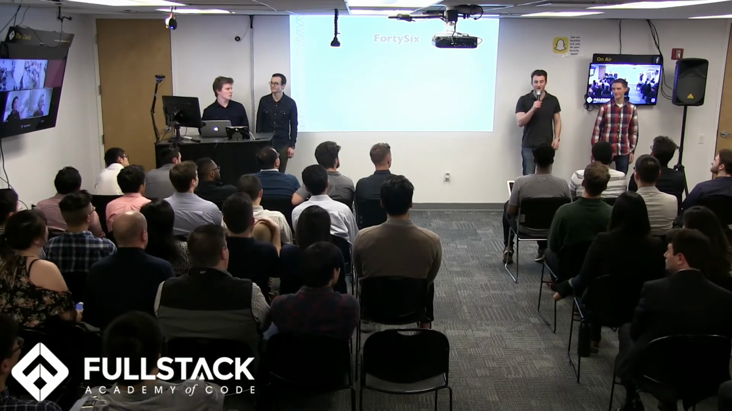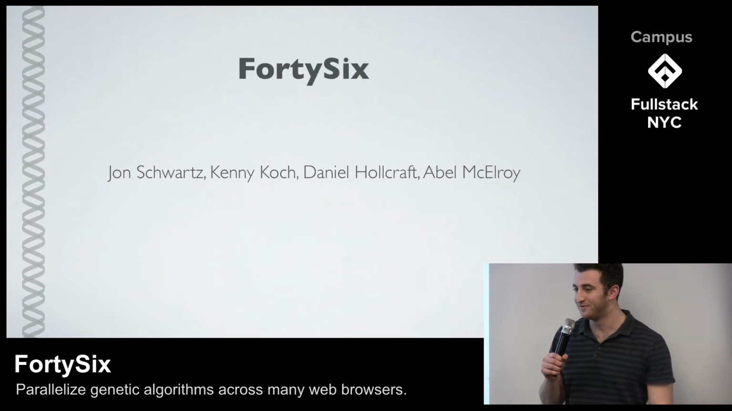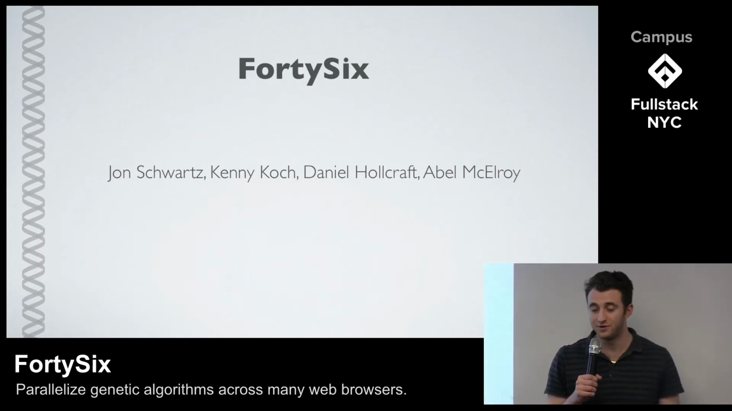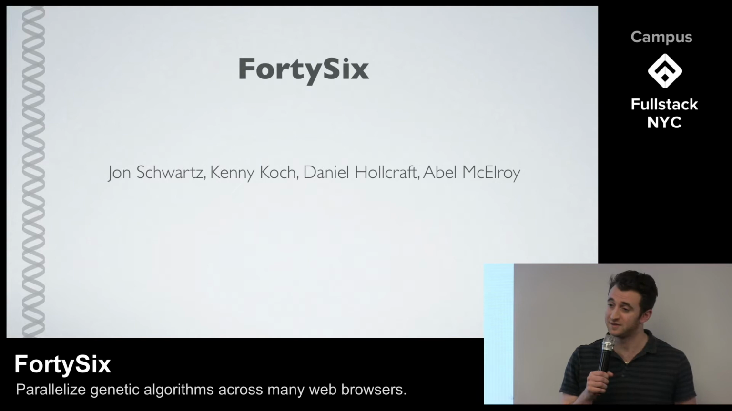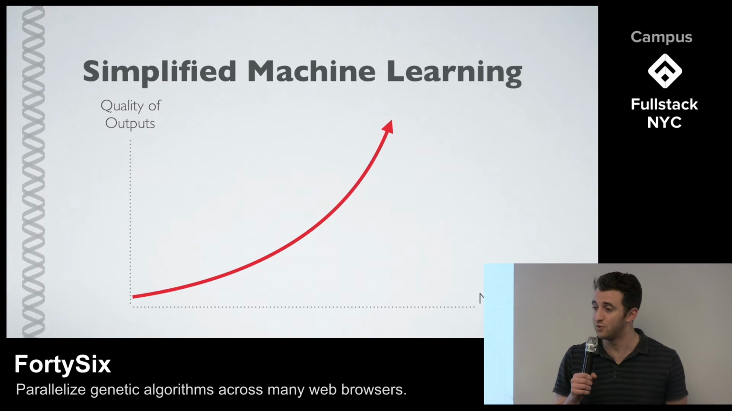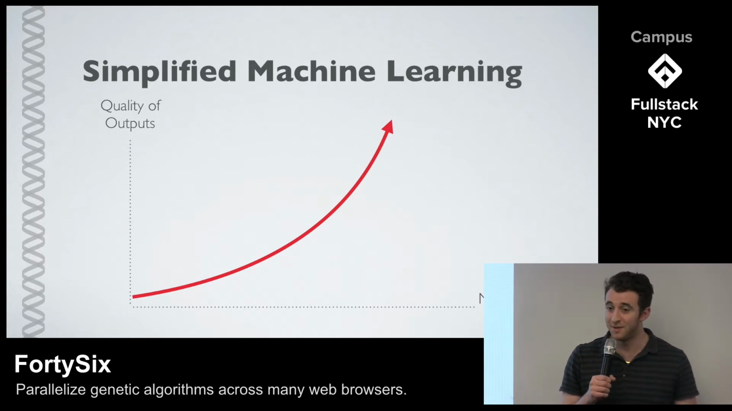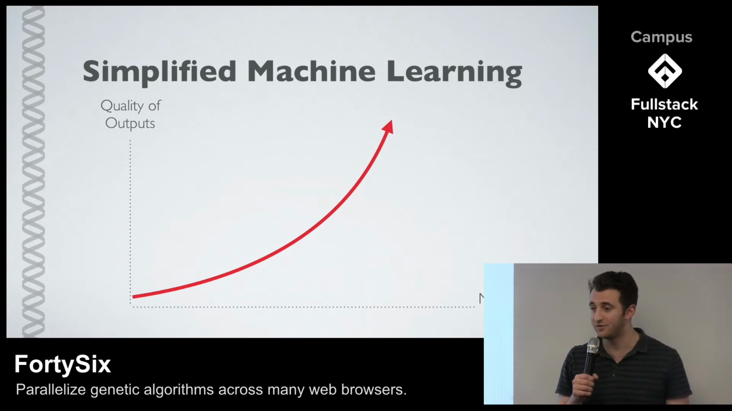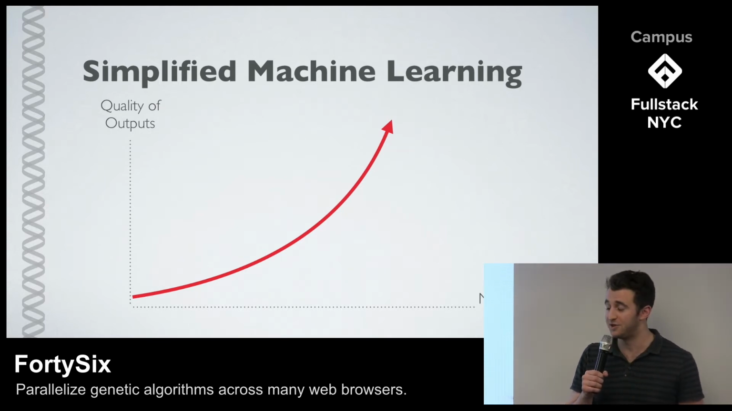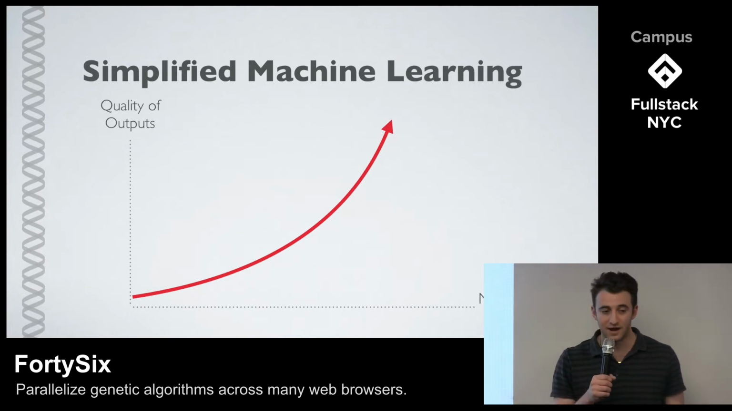Hey folks, I'm John. This is Kenny, Daniel, and Abel. Thanks for tuning in. Today we're going to show you our machine learning application called FortySix. First, a simple way to think about a machine learning algorithm is one whose quality of outputs improves given an increased number of inputs. The problem is, they're tough to create and computationally expensive to run. Today, if you wanted to create a custom machine learning algorithm, you'd probably have to write it yourself or hire a developer. And when it comes to running the algorithm, you'd most likely use pay-as-you-go infrastructure. That's why we created FortySix.